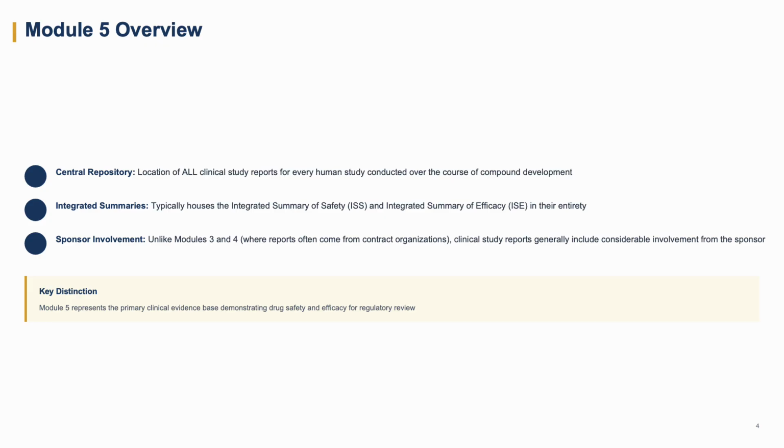Third, the level of sponsor involvement distinguishes Module 5 from the other technical modules. In Module 3, you often receive manufacturing and quality reports from contract manufacturers. In Module 4, toxicology studies are typically conducted by contract research organizations. But clinical study reports require extensive interpretation of data, and the sponsor's medical and regulatory teams are intimately involved in this process. The key distinction to remember: Module 5 is your primary clinical evidence base. This is what demonstrates that your drug is safe and effective for its intended use.